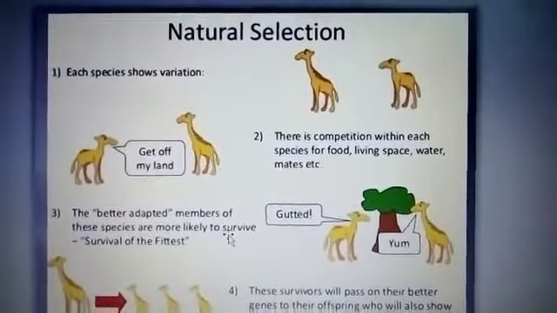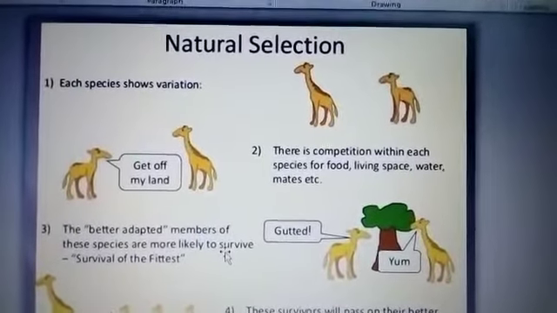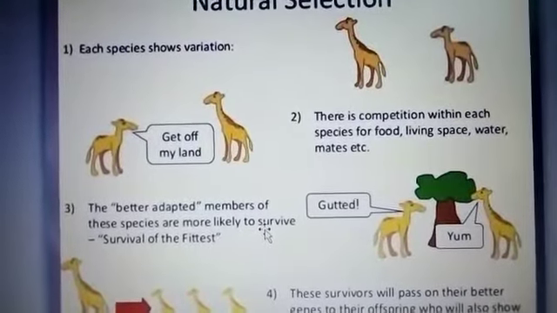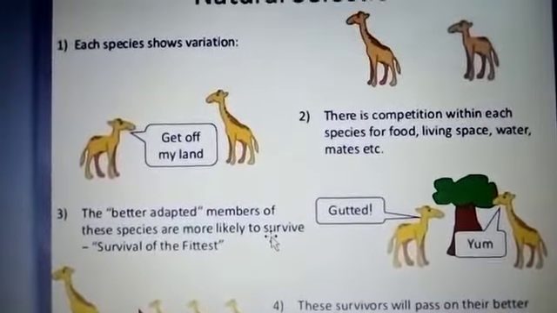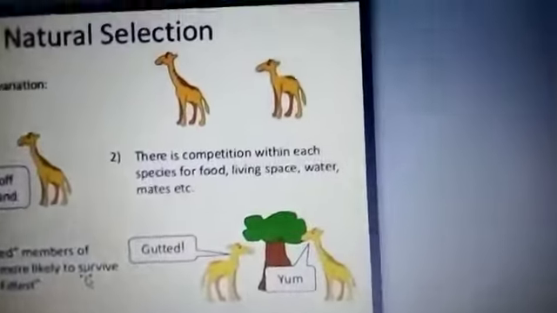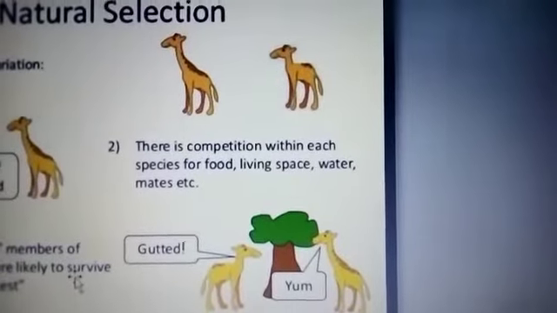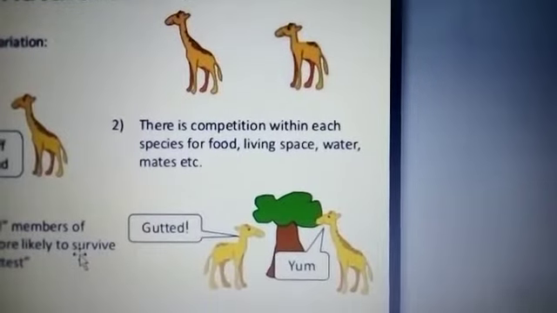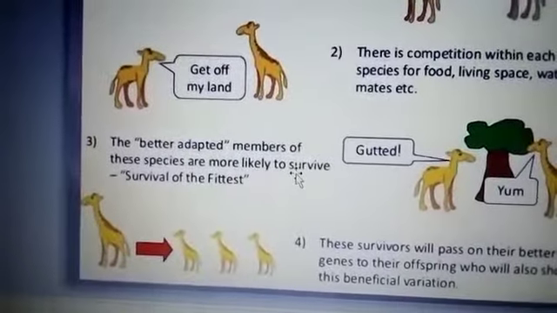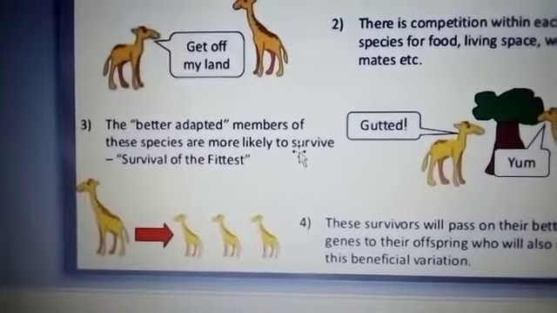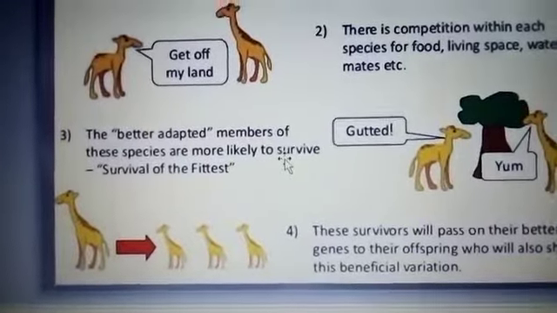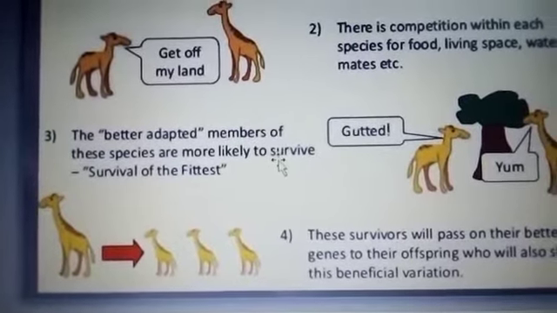Here come the examples for natural selection. The first one: each species shows variation. You can see the difference between two giraffes. Number two, there is competition in each species for food, living space, water, and for mates. Then third, the better adapted members of the species are more likely to survive. And this process is known as survival of the fittest.